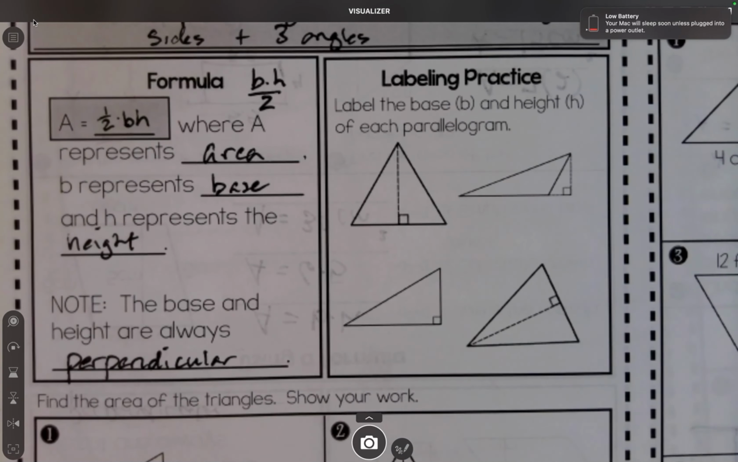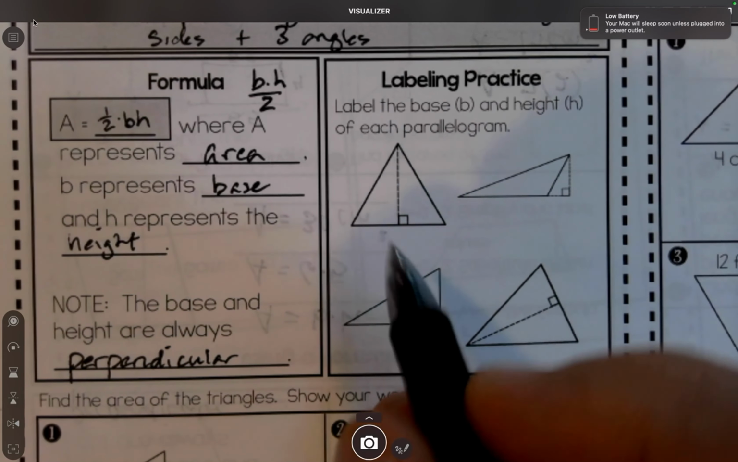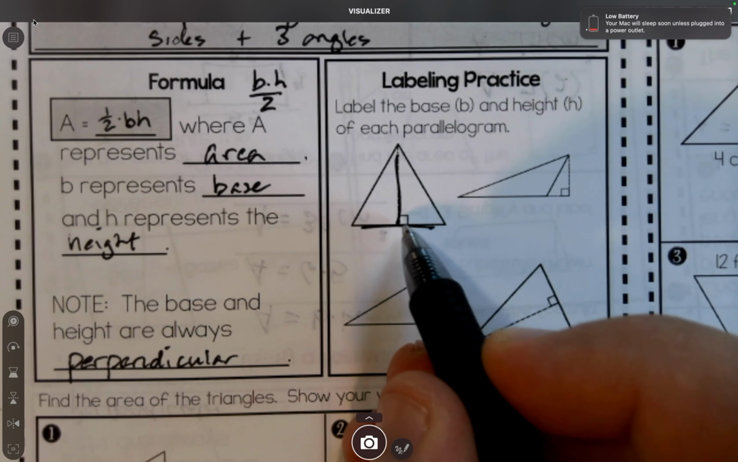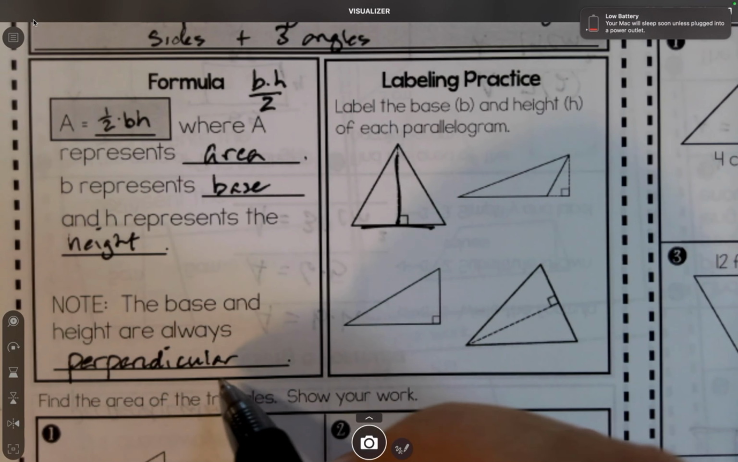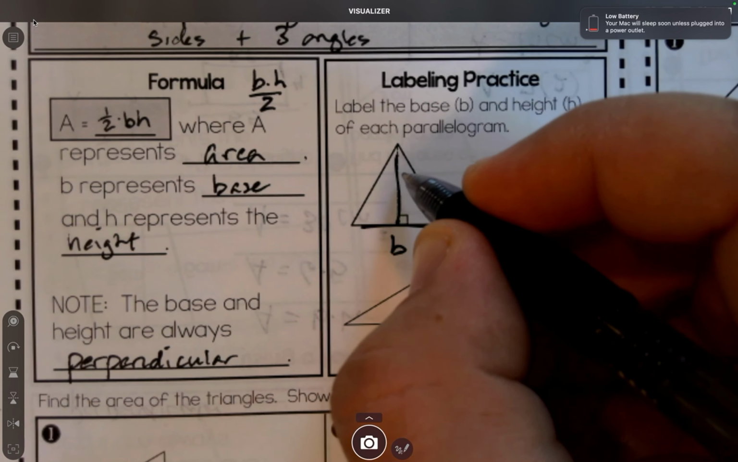Okay, so first we'll just try to practice knowing which one is which. So in this triangle, we know it's got to be this line and this line we're concerned with because that's where they're perpendicular. Because perpendicular means you form a right angle. This is the base. This is the height.